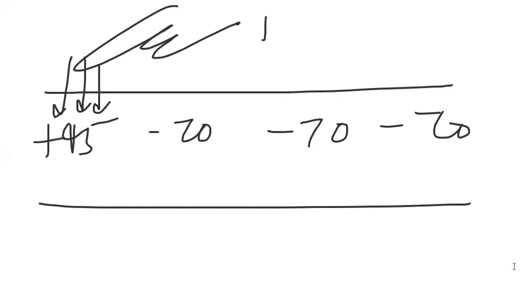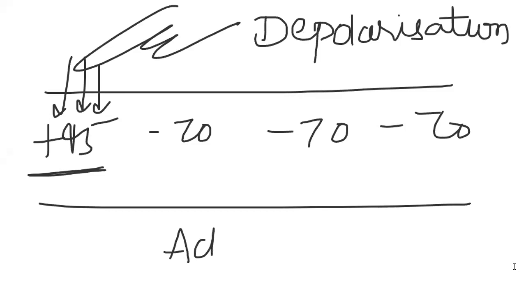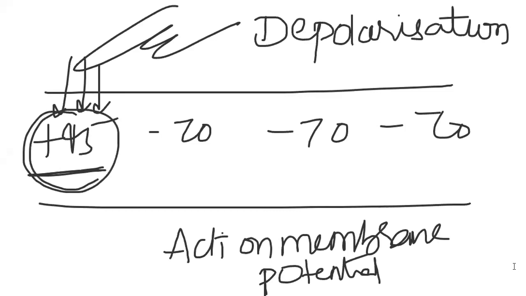What do we call this condition? This condition is called depolarization, and the potential formed here is called the action membrane potential. What next? This plus 45 will move forward.